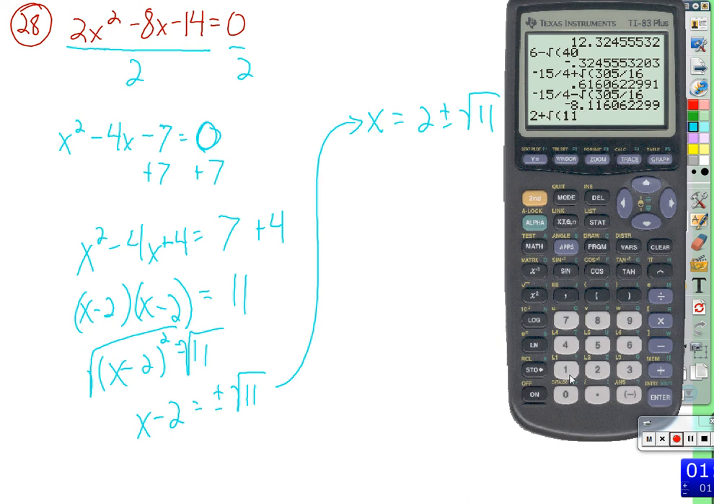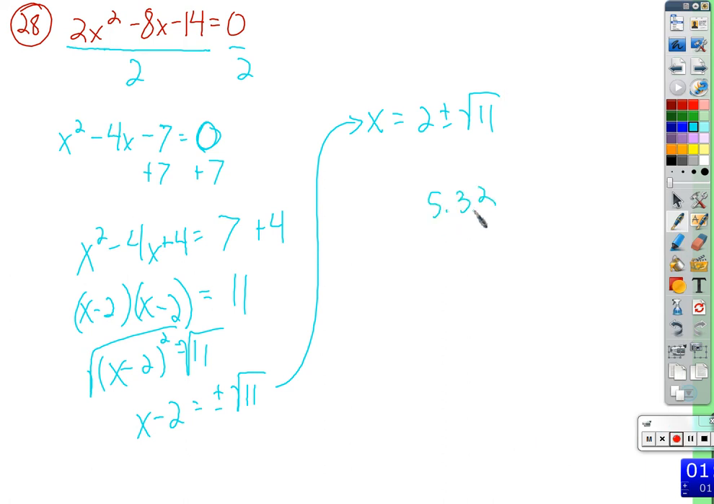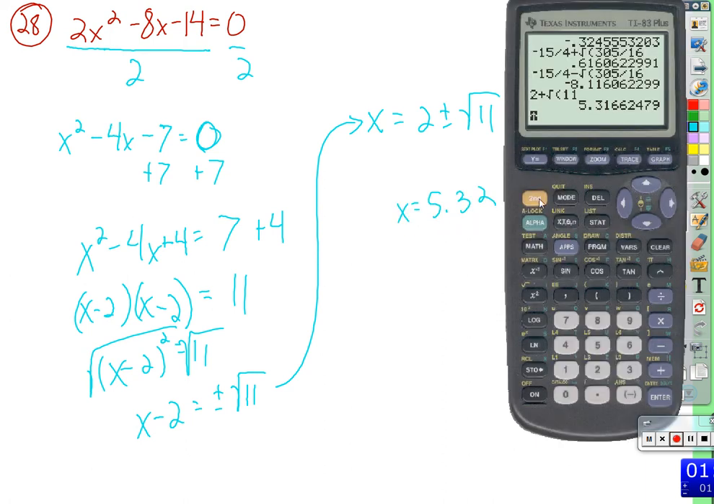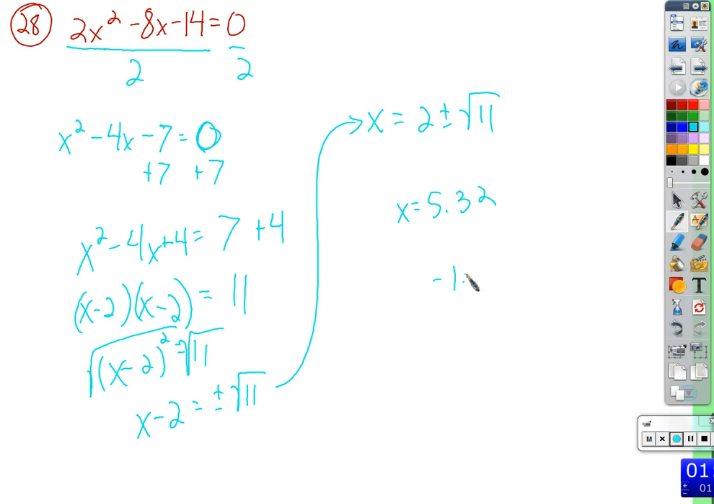So 5.32. That's one possibility. If we bring this back, change this to minus instead of plus, we get negative 1.32.